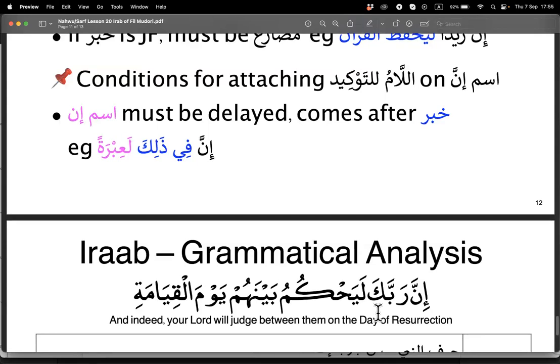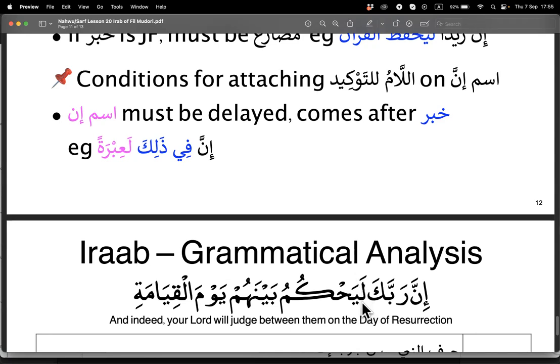What status is the ka at rabbaka? Mudaf and mudaf ilaihi. Yes, so the ka must be fi mahali jar because it's the mudaf ilaihi. Good. And then we need to find our khabar inna. But we have la yahkumu. So we have a fi'il, not an ism, right? So what do we say here? Wa jumlah, fi mahali rafa, khabar inna. Very good.